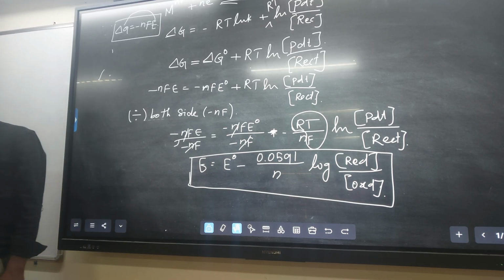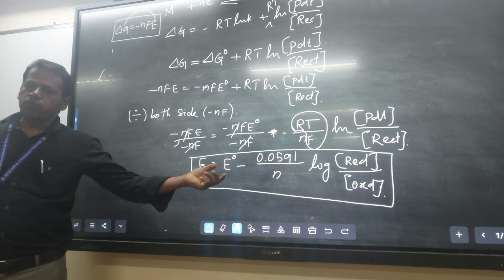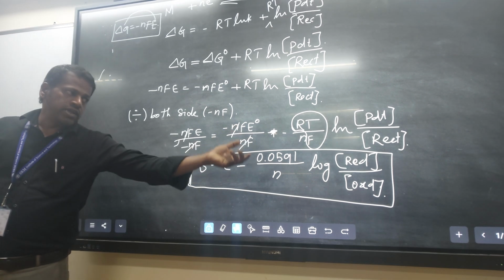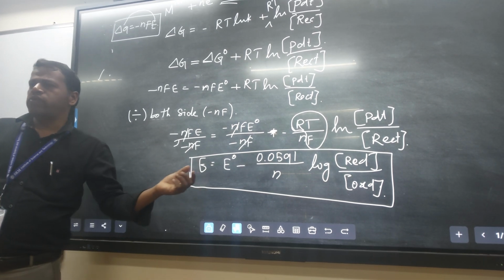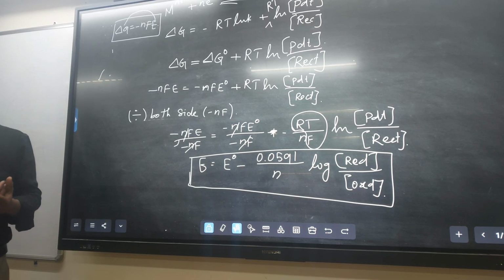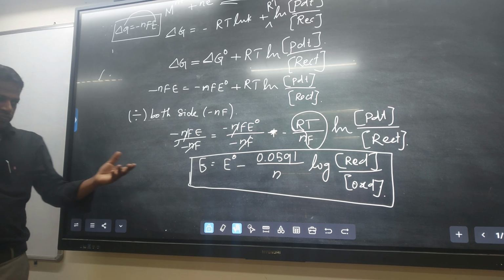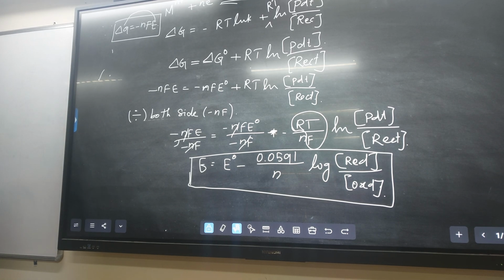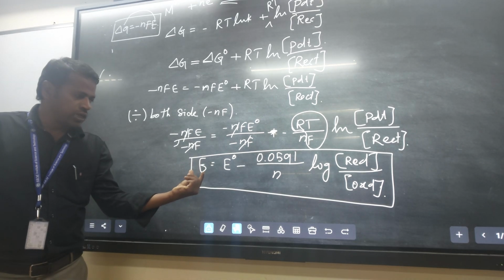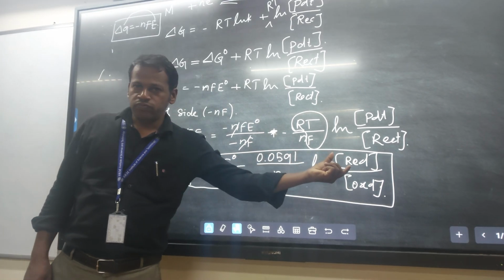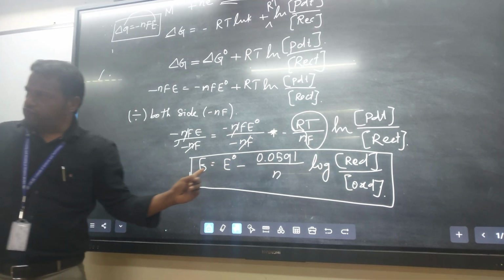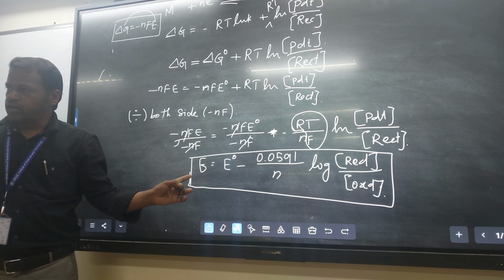You know the standard reduction potential value is 1.1 volt. And if they give the reduction and oxidation concentrations, you find the reduction potential value for that concentration of solution. Okay, right. So this is the Nernst equation. What is the application of the Nernst equation? It is to find the EMF of the cell at any concentration of solution. If you vary the concentration, we can find the EMF of the cell, right?